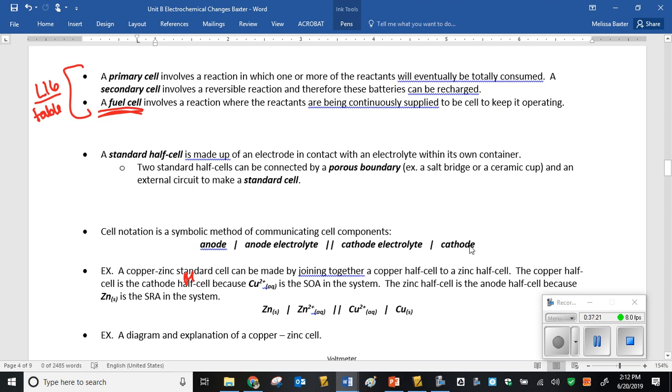Now, if we're thinking about standard stuff, like what we built in the lab, you would have an electrode and an electrolyte within its own container. So our standard picture of two beakers with something metal sticking inside of them. You need a porous boundary, so it can be the salt bridge or it can be the ceramic cup. So in French, cloison poreuse or barrière poreuse is what you would see.